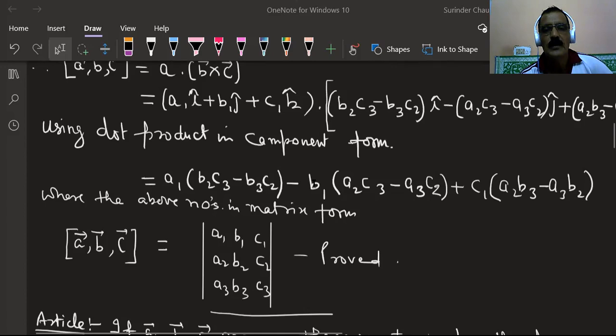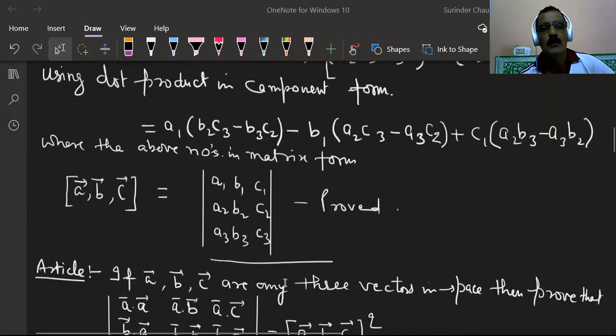Minus sign is here. Now again, element A1, 2 is B1, and this is equal to minus A2, C3 minus A3, C2, and so on. So we have converted this in terms of a determinant form. The scalar triple product of ABC is equal to the determinant with components of the first vector in the first row, the second in the second row, and the third in the third row.